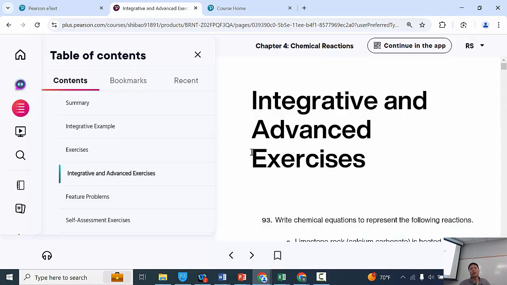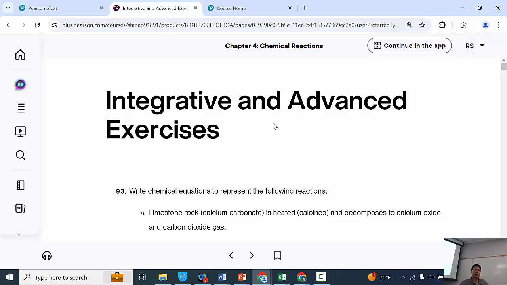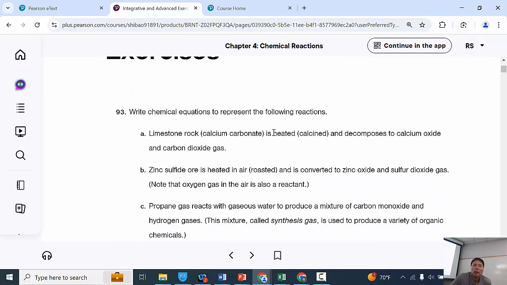A lot of those standard exercises are just regular stoichiometry problems. In stoichiometry, we need a balanced chemical equation, so these are just writing a balanced chemical equation. Limestone, calcium carbonate, heated or calcined, decomposes to calcium oxide and carbon dioxide gas. So they tell us what the reactants and products are. All we have to do is balance it.